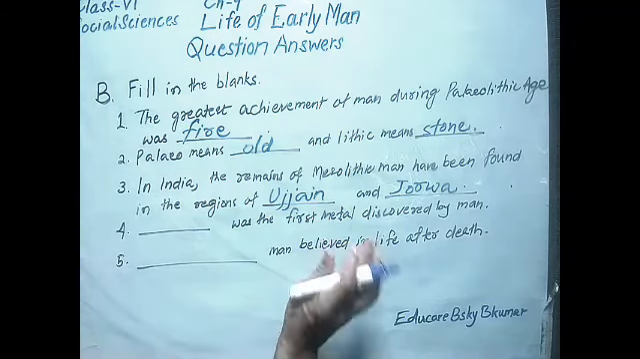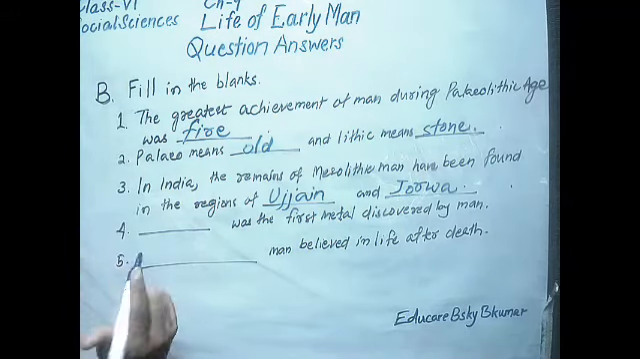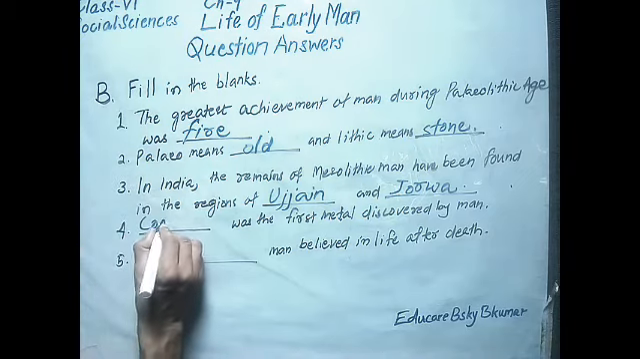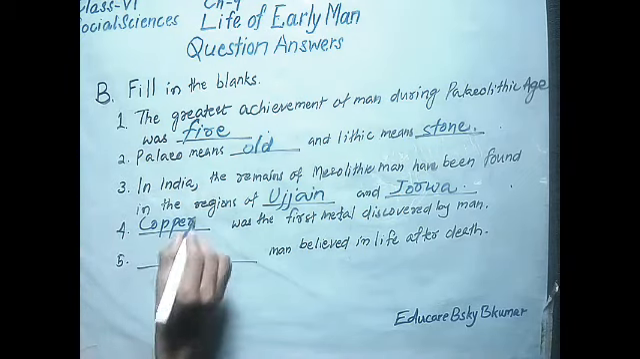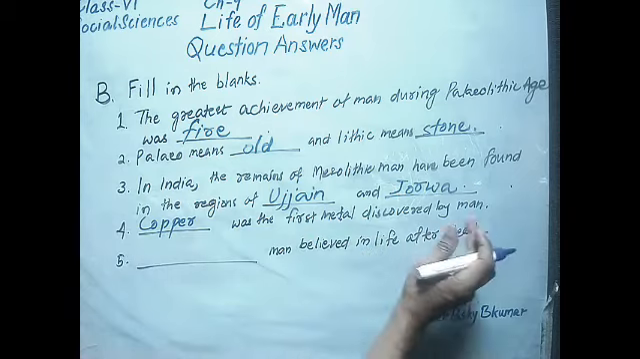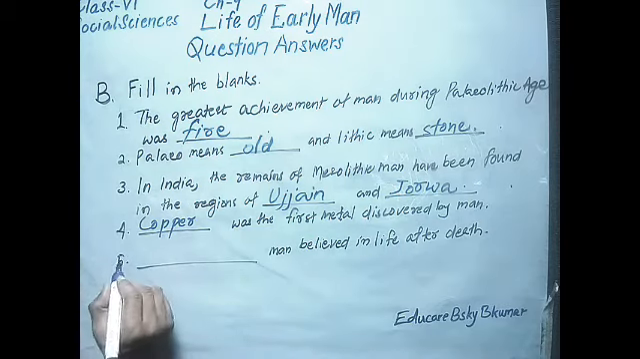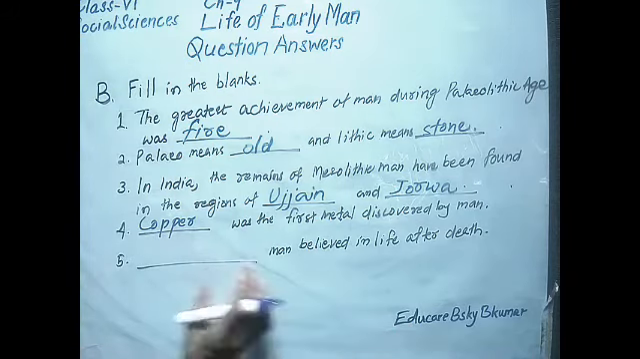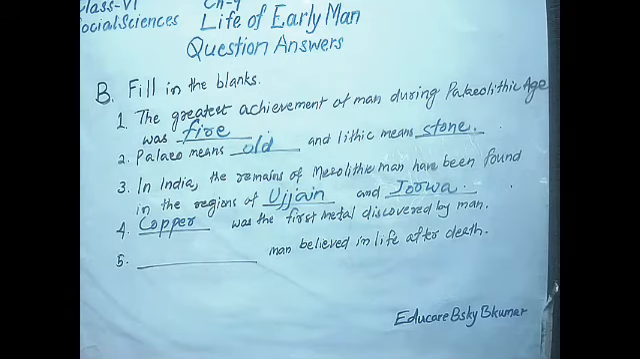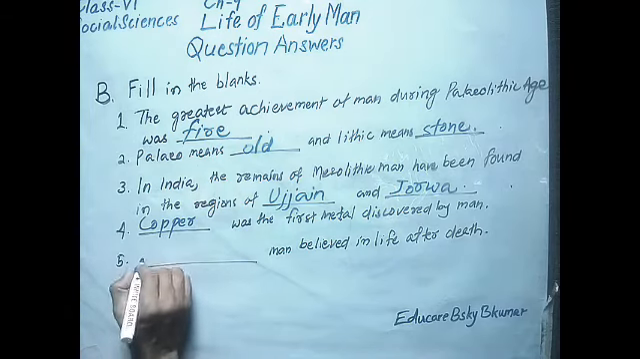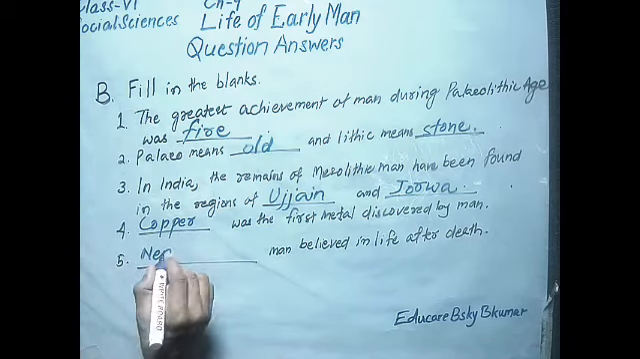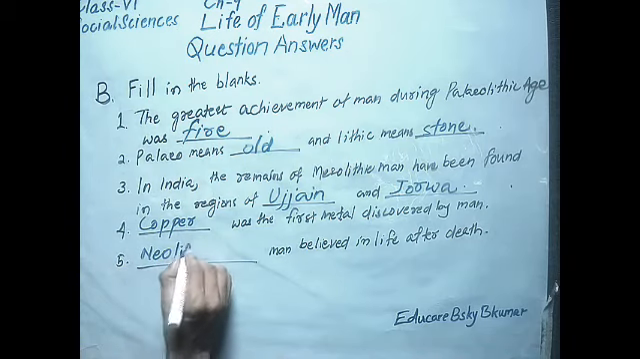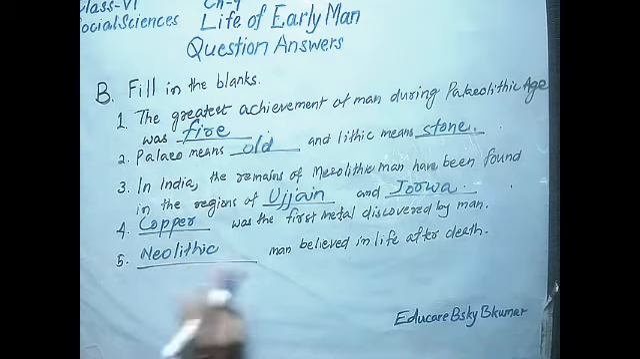This was the first metal discovered by men. So it is copper. Copper was the first metal discovered by men. And then last one, fifth. This man believed in life after death. Which man? It means the man of which age it is. So that is Neolithic man. Neolithic man believed in life after death.